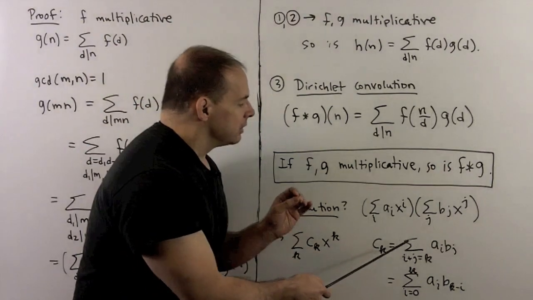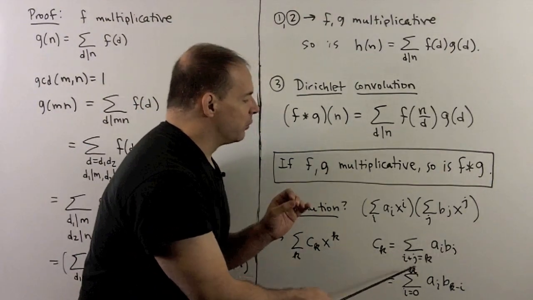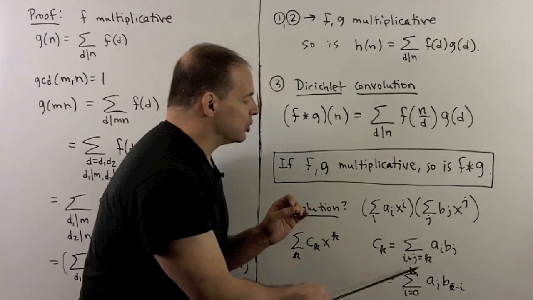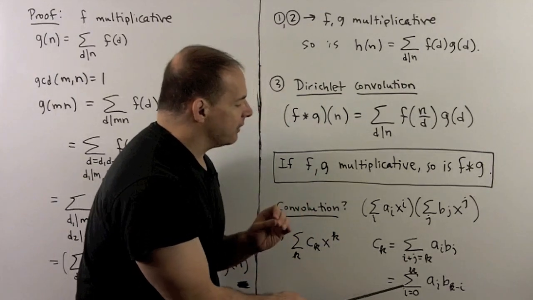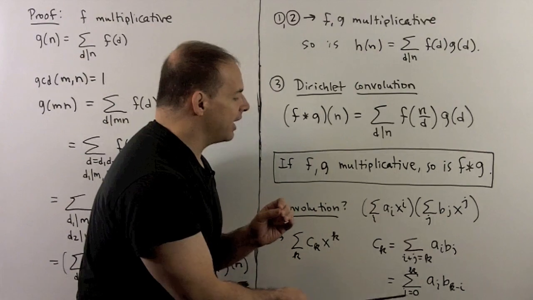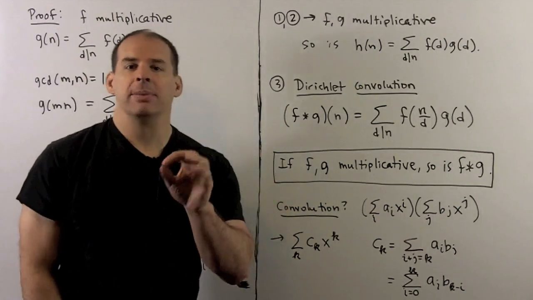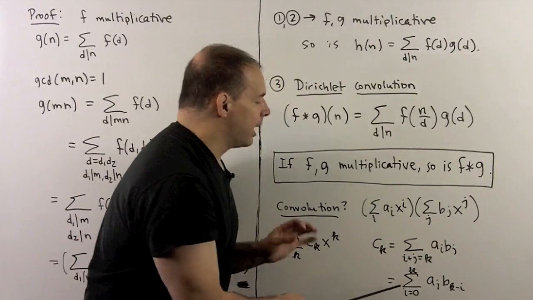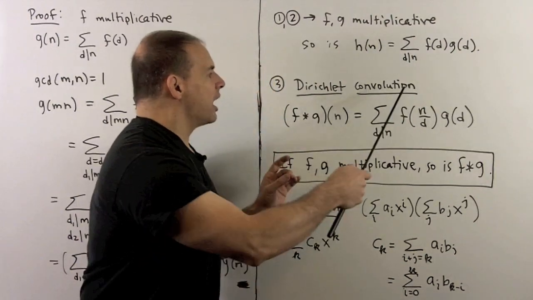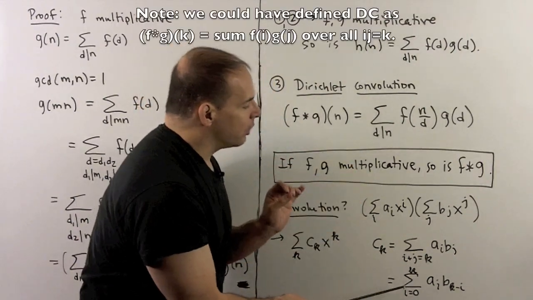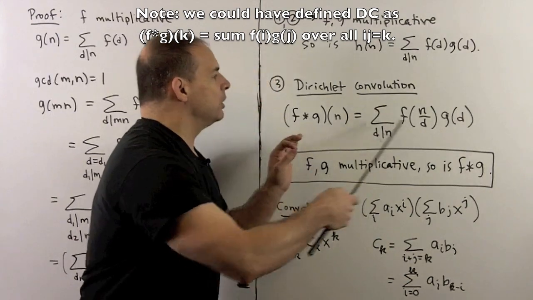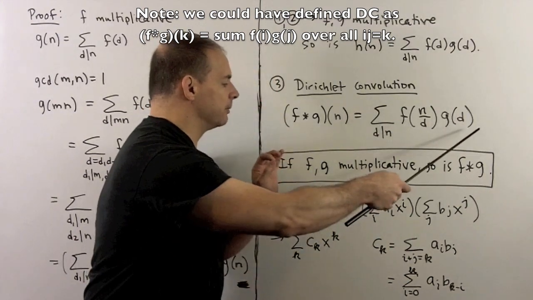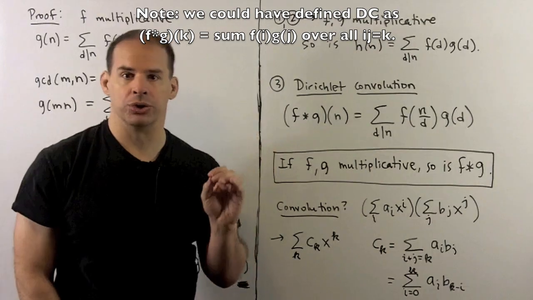Now, to make this more useful, we can put things in terms of one variable. So I'll substitute out the J. Then what I have is a sum going from 0 to K of A sub I times B sub K minus I. Now, what we have in the Dirichlet convolution, here we're using addition, and here we use instead multiplication. So it's still a convolution.